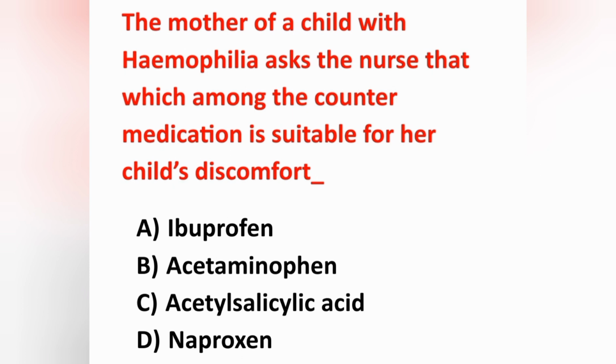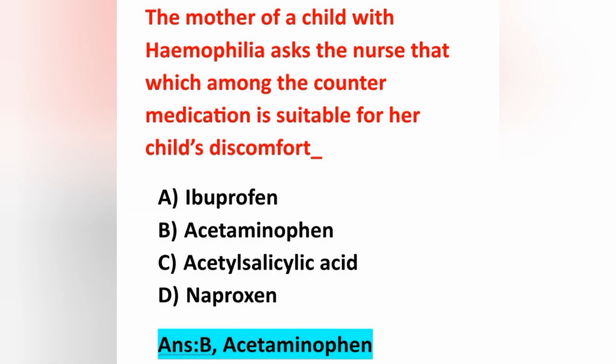That is the question. So this hemophilia is an inherited bleeding disorder which occurs due to deficiency of clotting factor 8 or 9 or 11. Clotting factor 8 is antihemophilic factor A. Clotting factor 9 is Christmas factor or antihemophilic factor B. Clotting factor 11 is plasma thromboplastin antecedent or antihemophilic factor C. So here the hemophilia, which drug can be given to the child with discomfort?